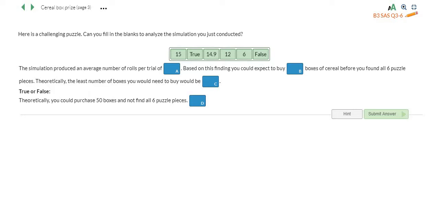Yes, okay. All right. So, looking at problem 1, the first question, number 3, asks, the simulation produces an average number of rolls per trial of what? So, looking at number 1, what was the average number of rolls we found? 14.9. So, write that for number 3.